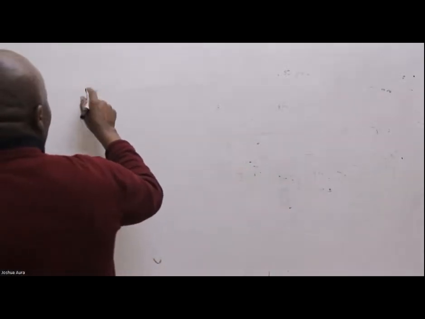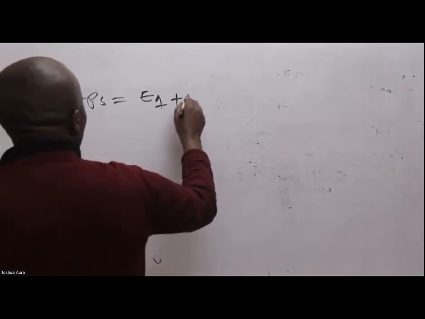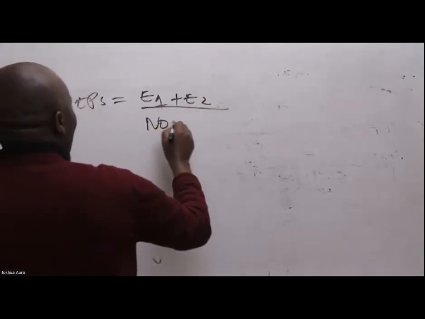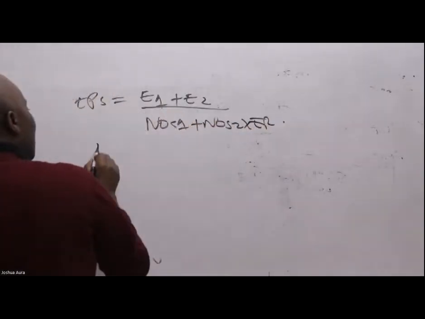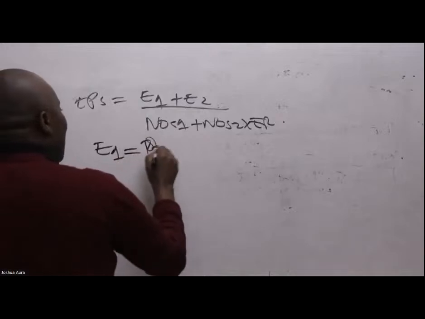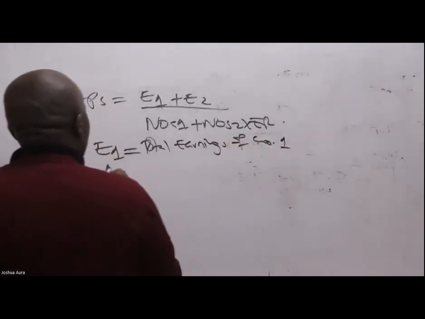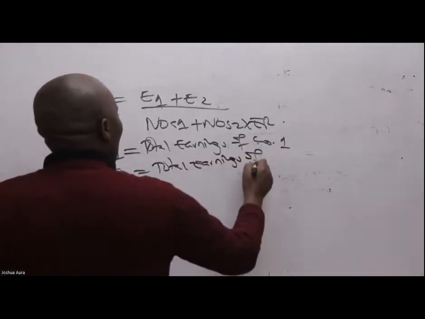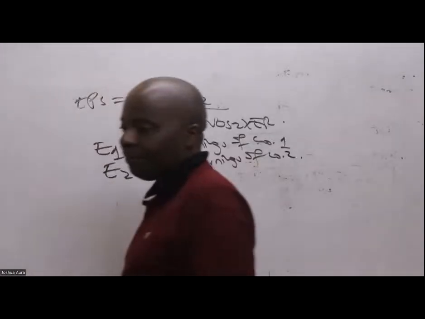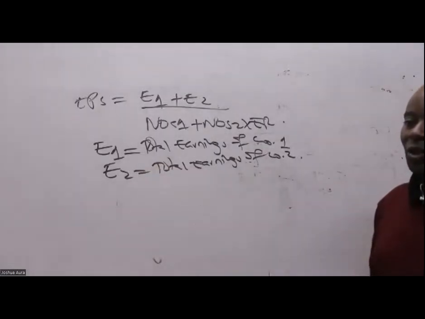You see, where we have here EPS equals earnings of company one plus earnings of company two, all over N1 plus N2 times the exchange ratio. You can even write this like this. You say E1 is total earnings of company one. Then you say E2 is total earnings of company two, like that. I hope that helps. Instead of writing J, J is just a common thing.